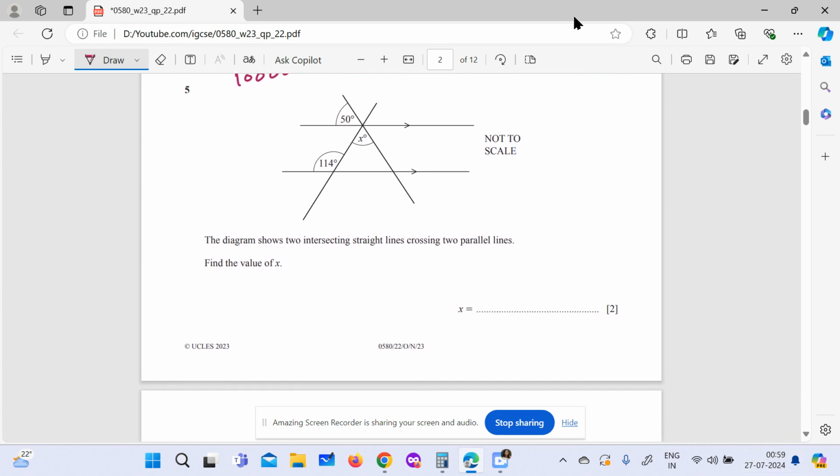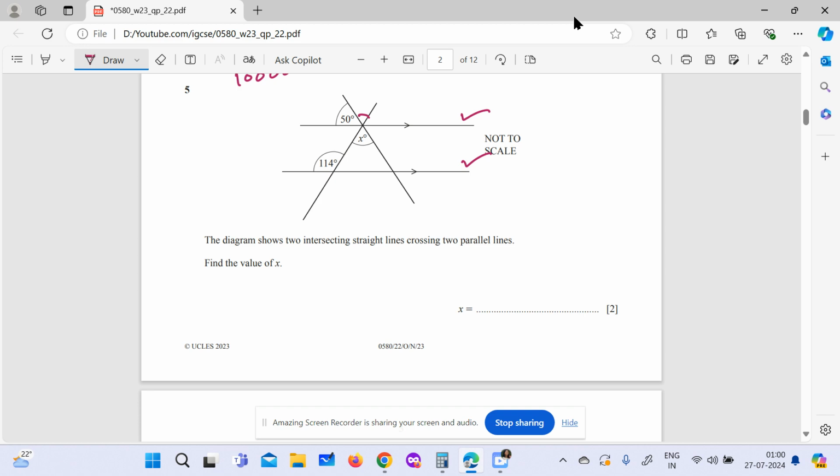We can see here there are two parallel lines. So you have a pair of parallel lines and then we have two transversal lines like this. Your question is, the diagram shows two intersecting straight lines crossing two parallel lines. Find the value of x. So we need to find the value of x here. This x can be equal to this if we know this.